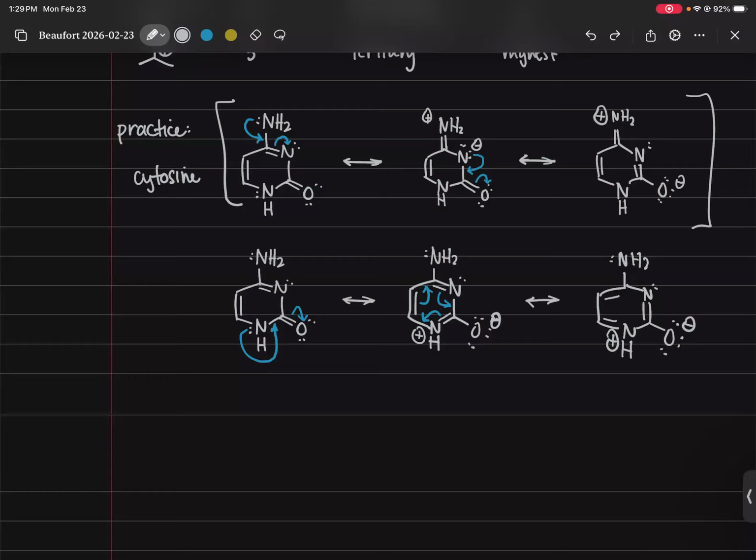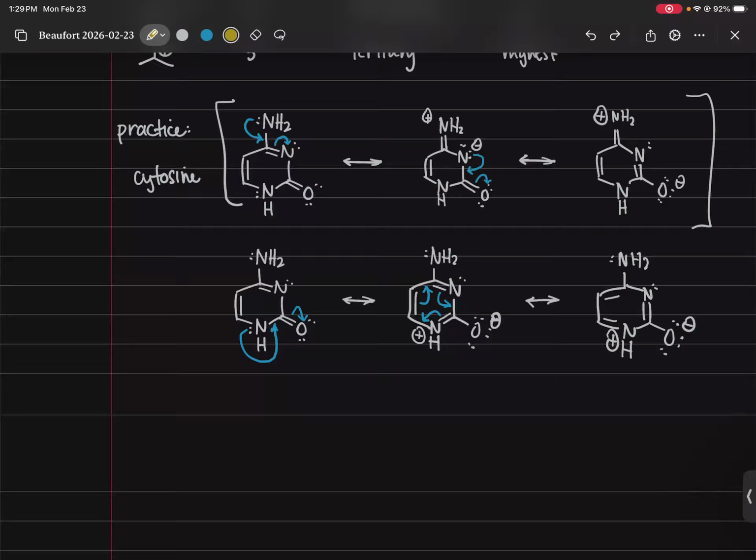Now, assigning importance of these. There's no, I'm pretty sure, at least none of the ones that I've drawn, there's no atom that does not have a filled octet, which is the first rule. So we can't use that first rule to differentiate between any of them.